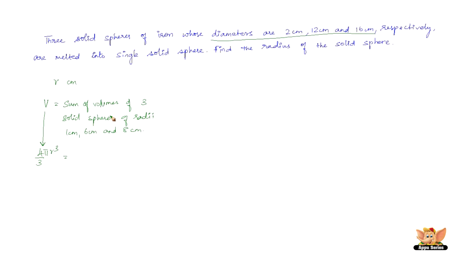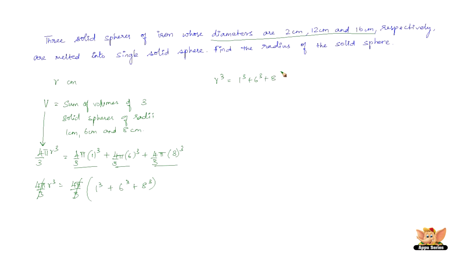So now, the volumes of the solid spheres of radii 1 centimeter, 6 centimeter, and 8 centimeter, respectively, will be 4 by 3 pi 1 cubed plus 4 by 3 pi into 6 cubed plus 4 by 3 pi into 8 cubed. Before we go to cancelling, let us solve another step. In all these three terms, we can see that 4 pi by 3 is the same. So let us take out 4 pi by 3 as common. We get 4 pi by 3 into 1 cube plus 6 cube plus 8 cube. So we can cancel 4 pi by 3 on both sides. We get r cube equals 1 cube plus 6 cube plus 8 cube.